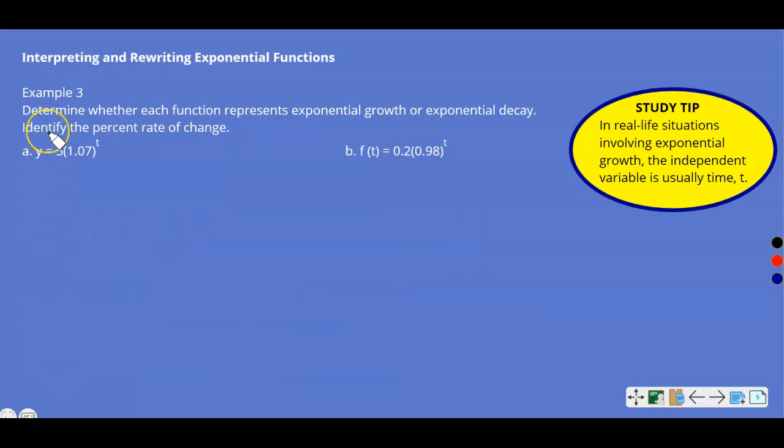Example 3, determine whether each function represents exponential growth or exponential decay. Identify the percent rate of change. All right, 5 times 1.07 to the t power. This is greater than 1, so this is a growth factor. Remember, it's 1 plus r, so r is 0.07, which is 7%.